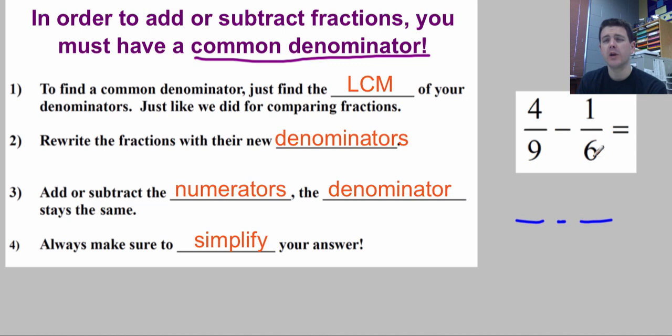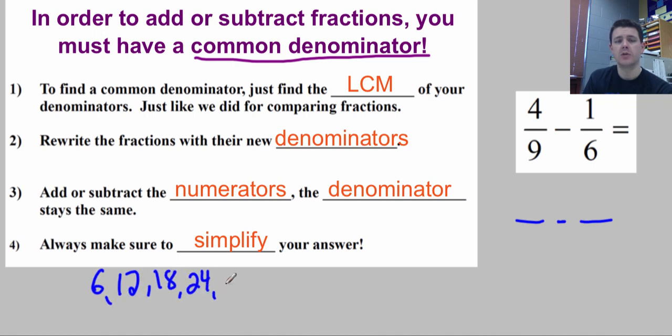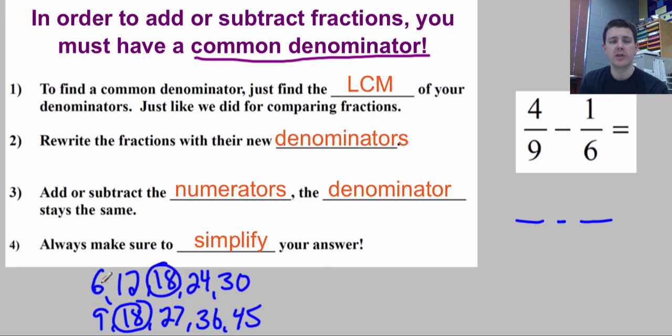So now start to think of bigger versions of 6 and bigger versions of 9. What could they both change into? If you're not sure, look at your multiplication table. So I have 6, 12, 18. Think of your multiples of 6. Think of your multiples of 9, and look to see where those numbers match up. You'll notice that very quickly we realize that 18 works for both a 6 and a 9. So I'm going to change my denominator to be an 18.